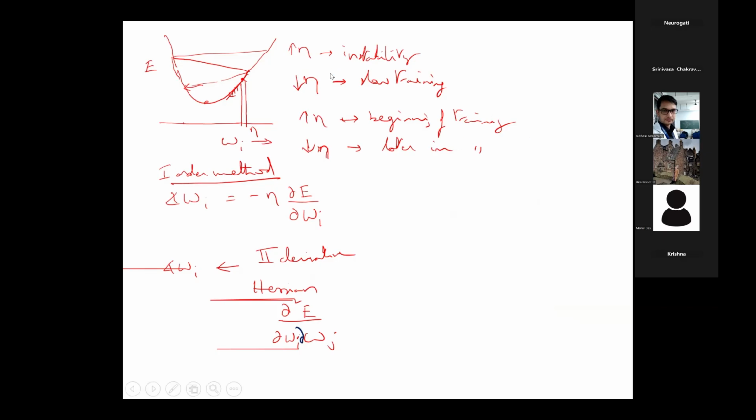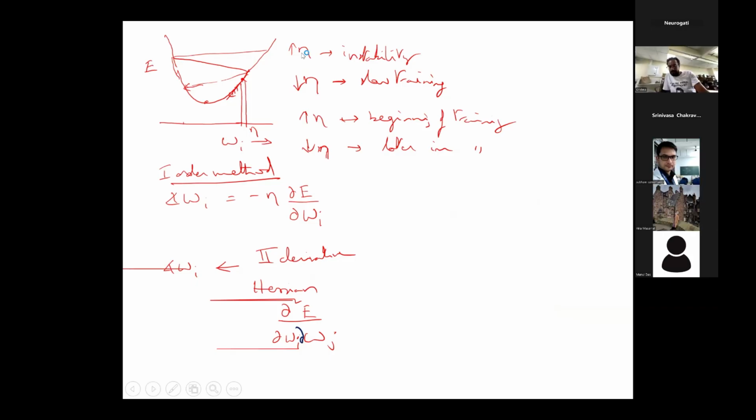Look at this, for example. Let's look at the trade-offs. If eta is very high, and let's say you are very close to the minimum of the error landscape, then instead of going slowly towards the minimum, it will bounce off and diverge. Error will start going up again. If eta is too low, it will creep slowly towards the minimum and take a very long time.